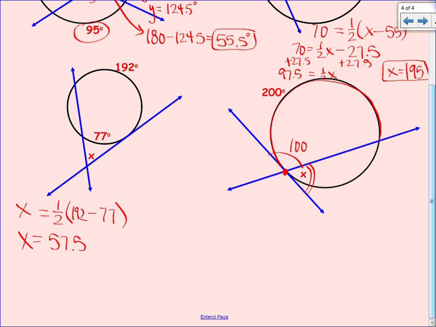Questions? So if they intersect on the circle, not inside or outside, it's just half of the arc. That's the property we're using there.